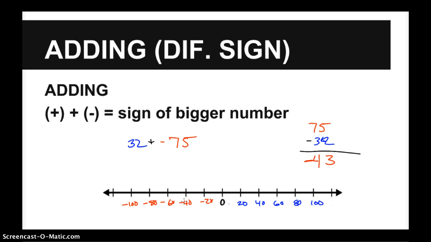If I kind of wanted to see that on the number line, I kind of just give a rough estimate. I change the numbers down here. It would be up to 32. I'd go positive 32, which goes in that direction. And then I'm adding a negative 75, which would take me about back here. And so that's how you can see how the bigger number kind of takes the sign right there.